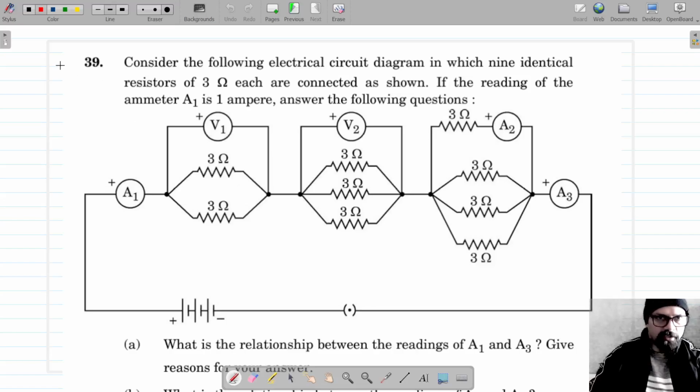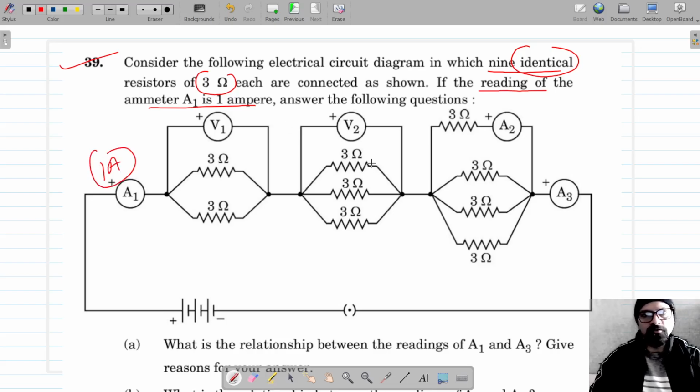Okay, for question number 39, which is the last question of this set, we have to consider the following electrical circuit diagram. It has identical resistors of 3 ohms each that are connected as shown in the figure. So these two are in parallel, these three are in parallel, these four are in parallel. Now, if the reading of the ammeter A1 is 1 ampere, we have to answer the following questions.